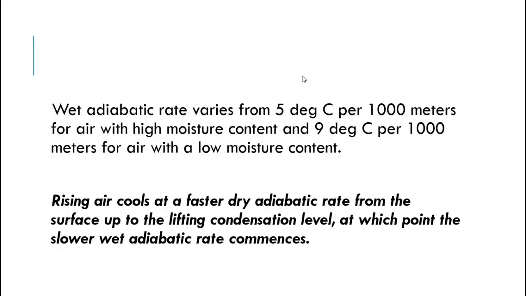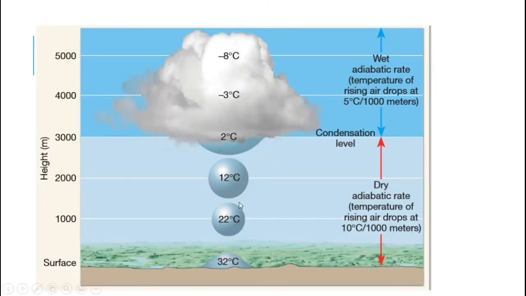Wet adiabatic rate varies from 5 degrees Celsius per 1,000 meters for air with high moisture content and 9 degrees Celsius per 1,000 meters for air with a low moisture content. Okay. Rising air cools at a faster dry adiabatic rate from the surface up to the lifting condensation level, at which point the slower wet adiabatic rate commences. Balikan natin to. So here, there's a faster cooling kapag dry adiabatic rate. But after the condensation level, yun na yung nag-slow down na yung cooling niya at a wet adiabatic rate. Okay?